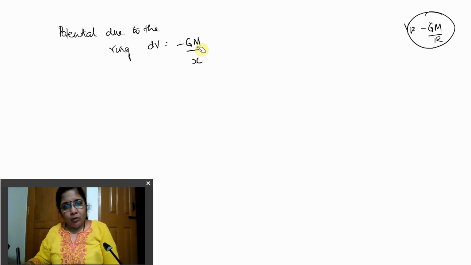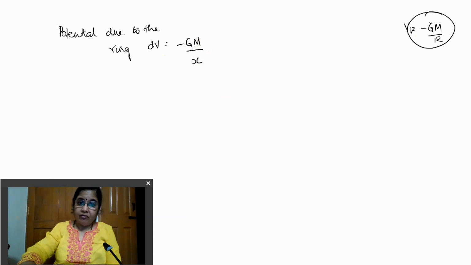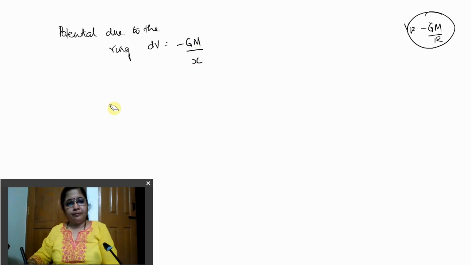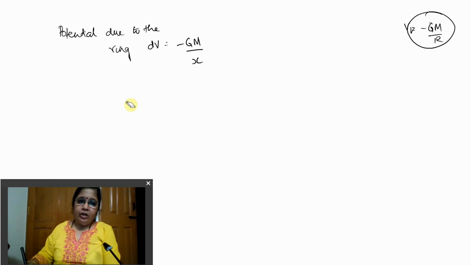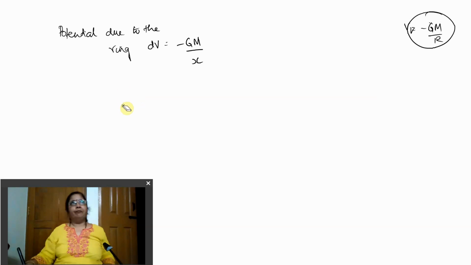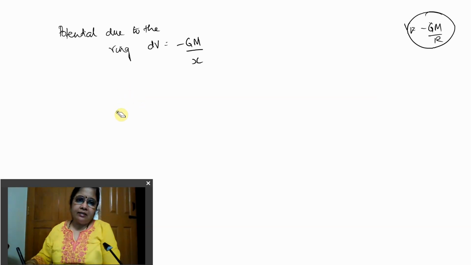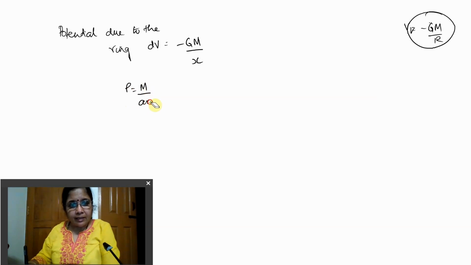So what do I have here? I have minus Gm, but I do have an expression for area, from which I have to find out the mass. We know that given a surface like this, density is mass per area. So density is generally given by mass by this area.